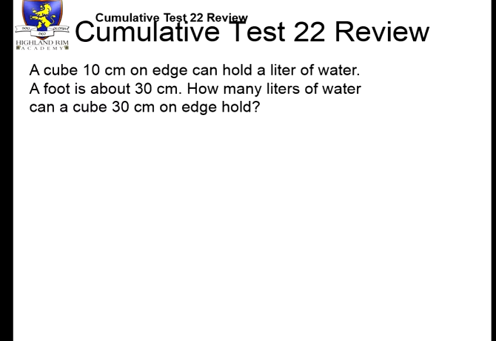What is our scale factor? It's 30 to 10, so our scale factor is 3. Okay, so since we're dealing now with liters and volume, then it's 3 cubed. So what is 3 cubed? It equals 27. So the amount that it becomes greater is 27 times. So 1 liter of water times 27, so it becomes 27 liters.